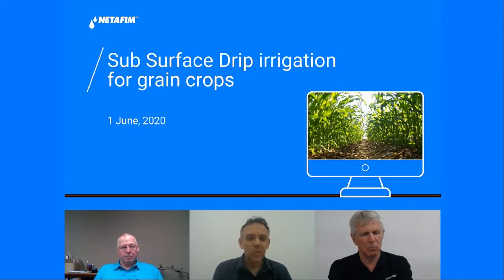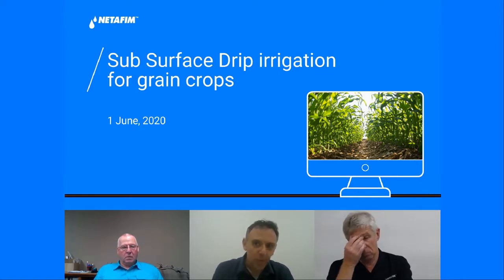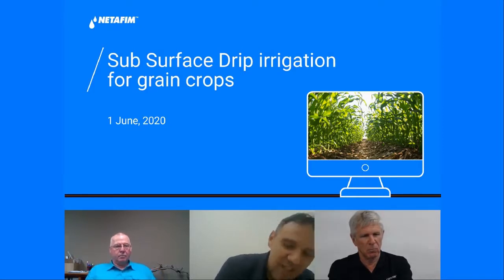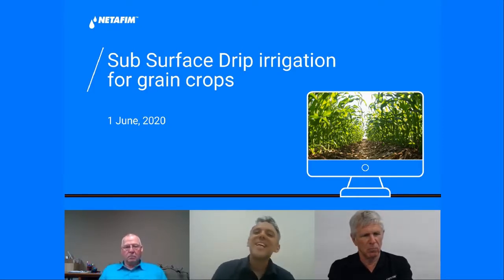Subsurface drip irrigation, which we refer to as SDI, allows grain farmers to reach high and consistent yields even with limited water resources. SDI can fit any plot, shape, or size and any topography or soil type. Whether you grow rain-fed or have an inefficient irrigation system you are considering replacing, this webinar is for you.